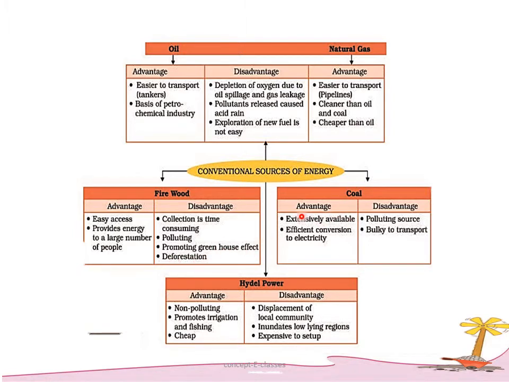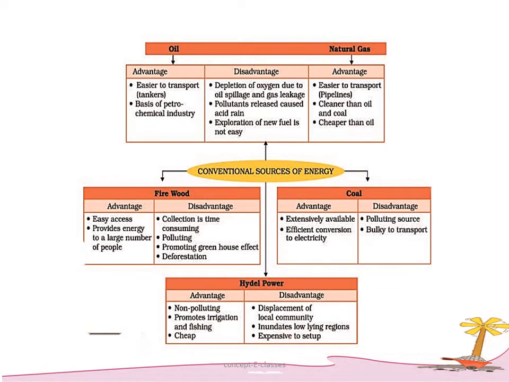Coal. Advantage of using coal is that it is extensively available. It's an efficient conversion to electricity. Disadvantage: polluting source and it's very bulky to transport. Tidal power, advantage: it's non-polluting. It promotes irrigation and fishing and it's very cheap. Disadvantage: displacement of local community, inundates low-lying regions and expensive to set up.